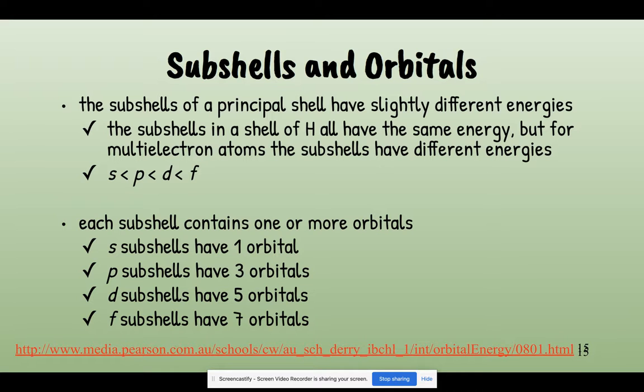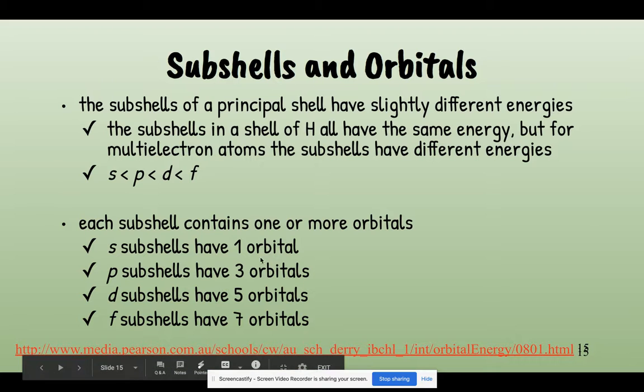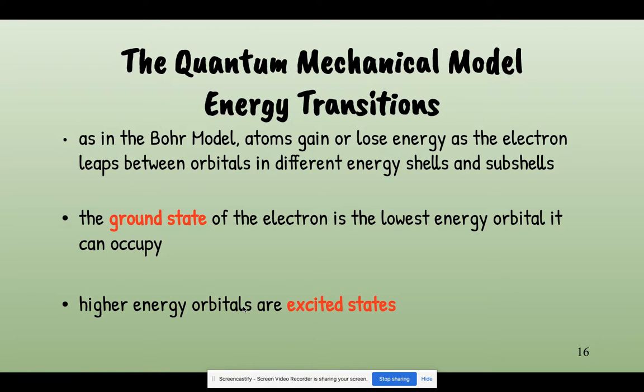So the key thing for these subshells is that the subshells within a principal shell have slightly different energies. For example, S would have the lowest energy, P is a little bit higher, D is a little bit higher, and F is a little bit higher within that shell. And then this just summarizes how many orbitals are in each of those subshells. Seems a little complicated, but it'll make a lot more sense, and there are some diagrams that I'll show you further on.